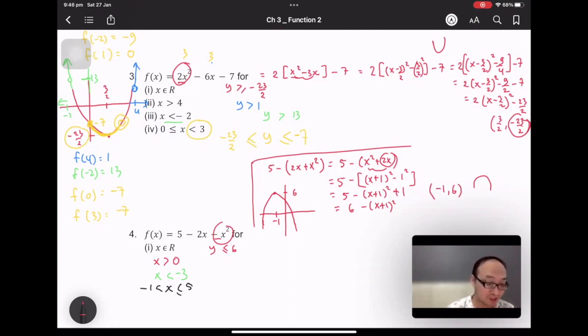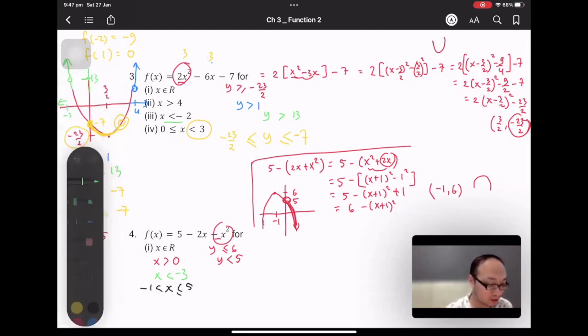And for the second one, x greater than 0. So we find the f(0) first. We put it in and it equals 5. So 0 here is 5 and exclusive. It goes down, yeah. So y is smaller than 5, exclusive, because the x is exclusive. x greater than 0 is exclusive.